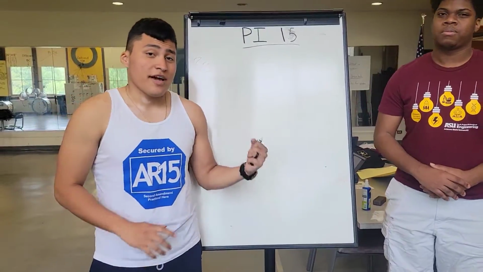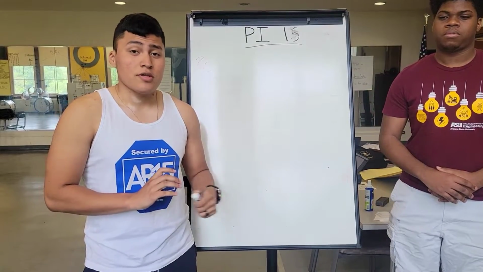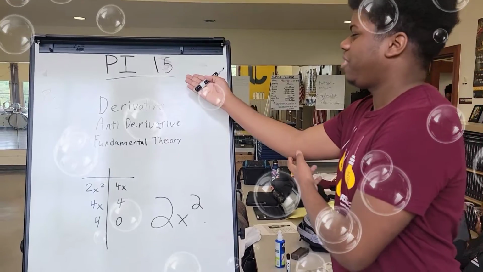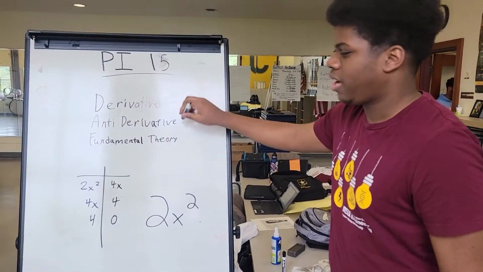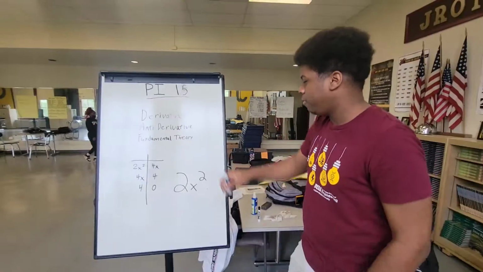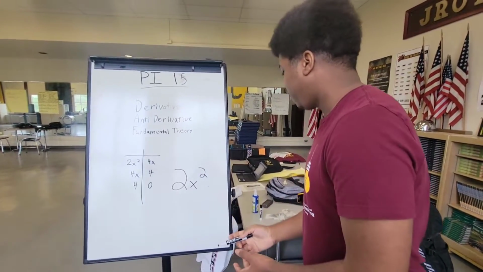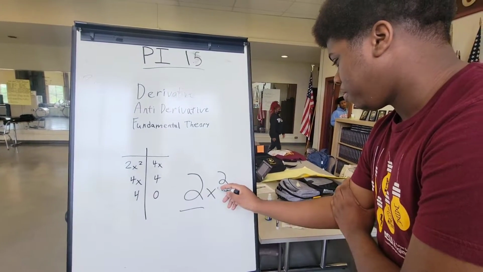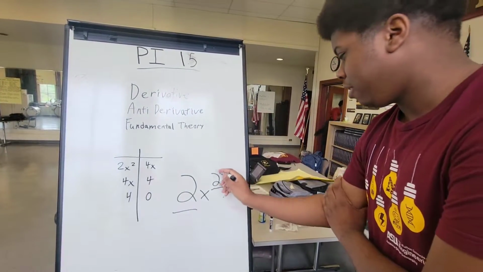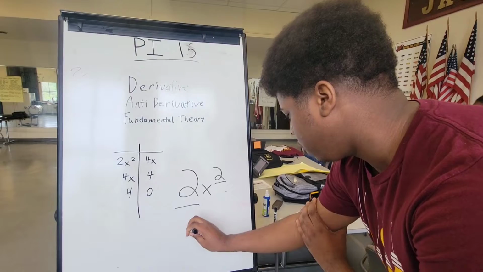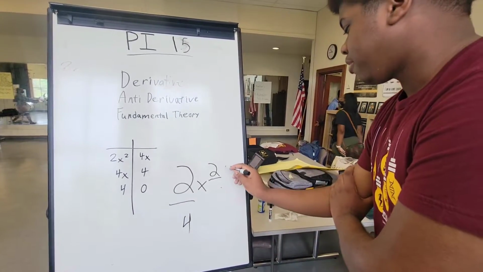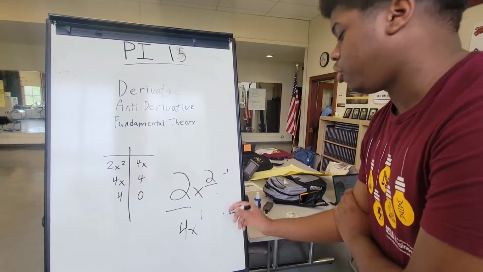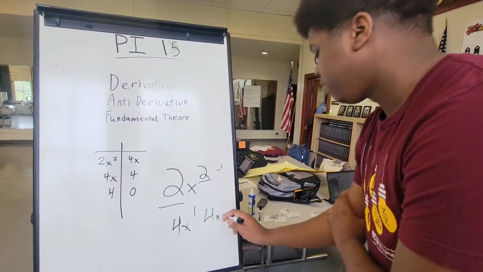Today we're going to be going over PI 15, where you evaluate integrals using antiderivatives and applying the fundamental theorem. The prerequisites of PI 15 are derivatives, antiderivatives, and the fundamental theorem. A derivative means taking the exponent of a term and multiplying it by the base, so 2 times 2 would be 4, and then subtracting 1 from the exponent.